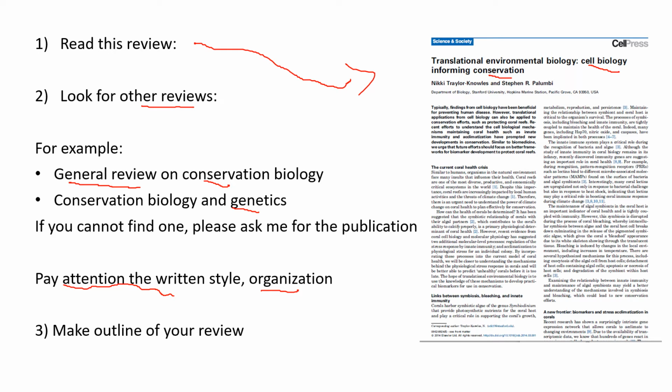And of course, if you cannot find one of those publications, please ask me for the publication, and I might try to send it to somebody else, and maybe we can get it, if you find a paper that you consider important. So first, read the paper. Second thing, look for other reviews that can be different, more general about conservation or other topics such as conservation and genetics. And finally, the last thing that I wanted to ask you is that you start making an outline of your review.